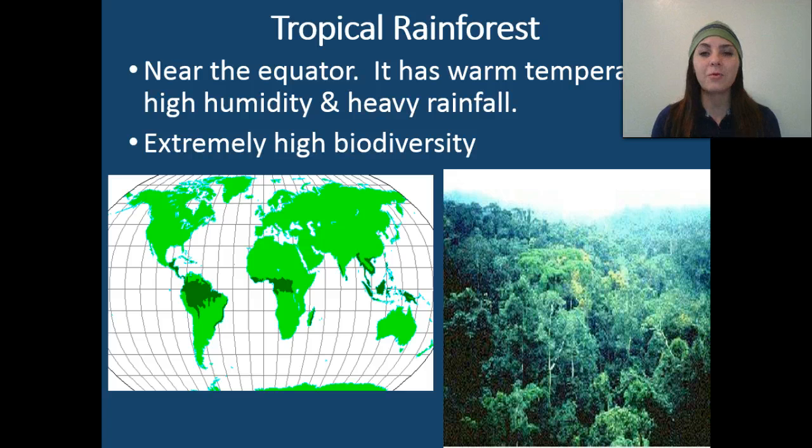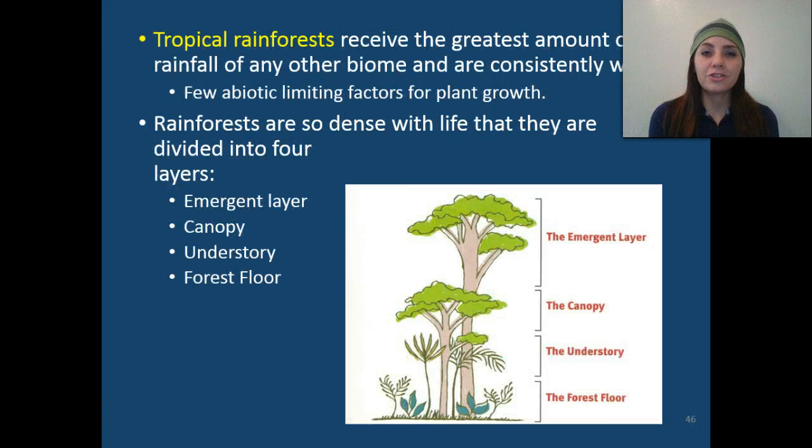This is probably the type of forest you've heard about most. They are near the equator, meaning that they're very warm. They receive lots and lots of rainfall, so they have an extremely high humidity. They also have an extremely high biodiversity, meaning there are many different types of plant life and animal life, including insects, primates, you name it, they have it. Tropical rainforests receive the greatest amount of rainfall of any other biome, and they're consistently warm. They have very few abiotic limiting factors for plant growth, meaning there's not much that prevents plants from growing.